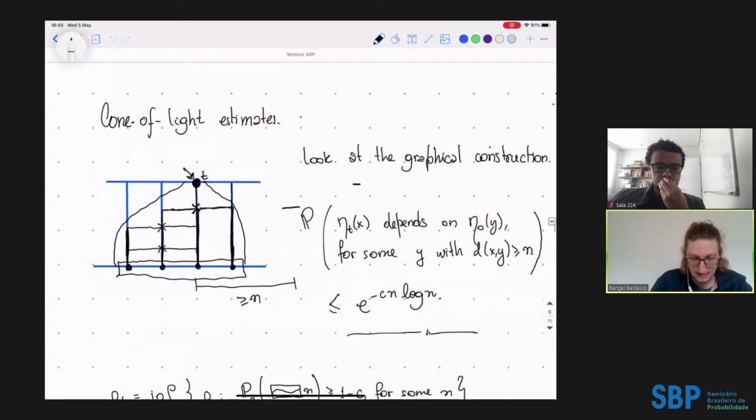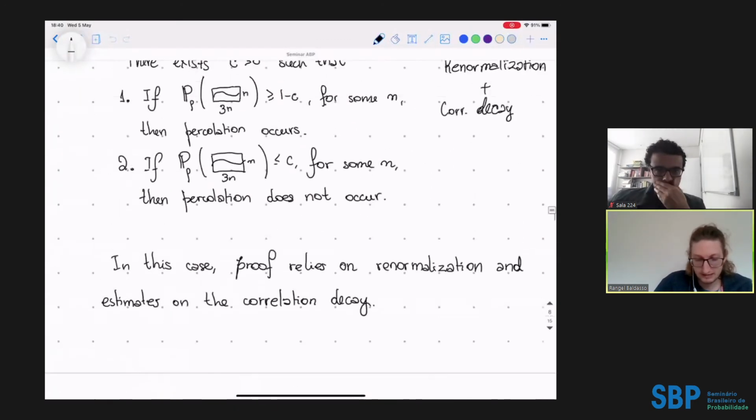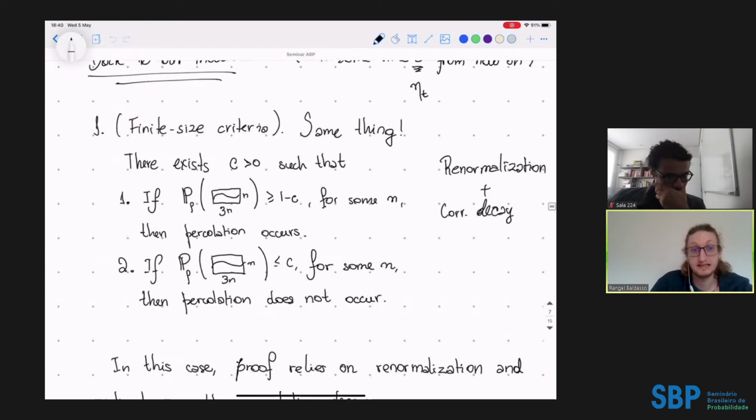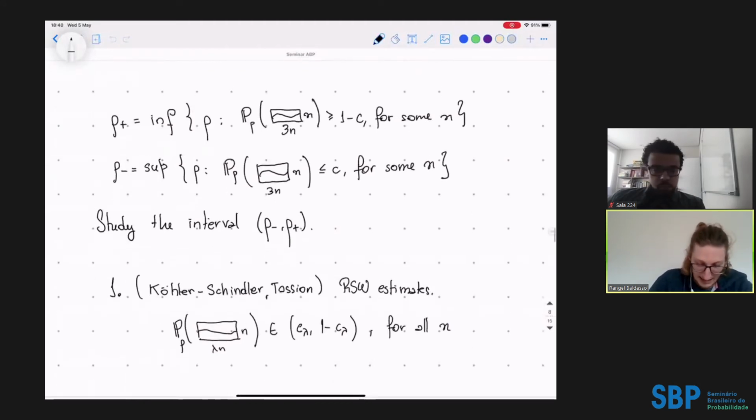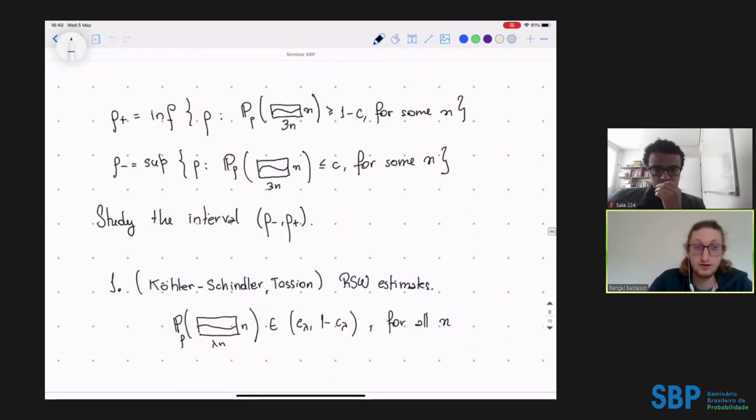And yes, so once you have this cone of flight estimates, you get the finite size criteria. And analogously to the previous case, you can define the two critical densities, so the rho plus and the rho minus, as the minimum and maximum values for which our result applies. And then what's left is to study the interval densities between rho minus and rho plus.